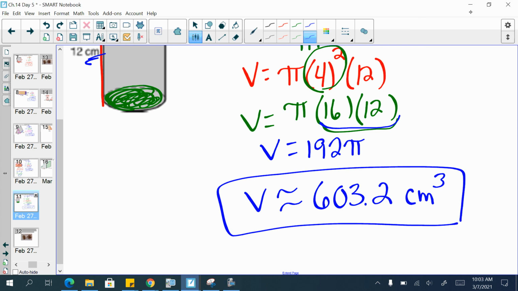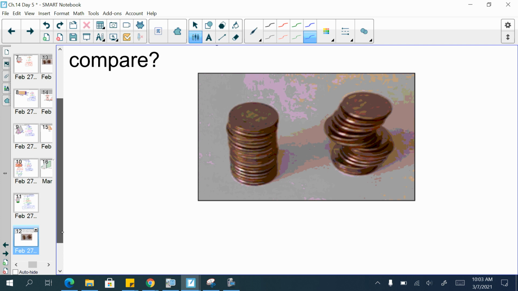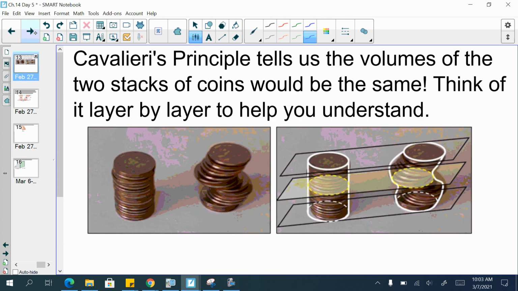Okay, something I want you to think about real quickly. Imagine taking a stack of coins and calculating the volume. If the same stack of coins were not stacked as nicely, how do you think the volumes would compare? So the amount of matter here, the number of coins, is still the same, so the volumes are going to be the same. So there's something called Cavalieri's principle.